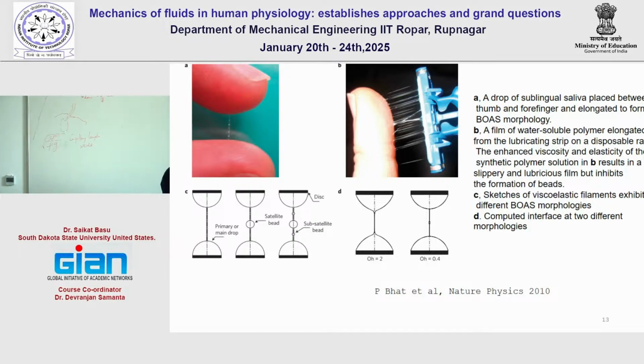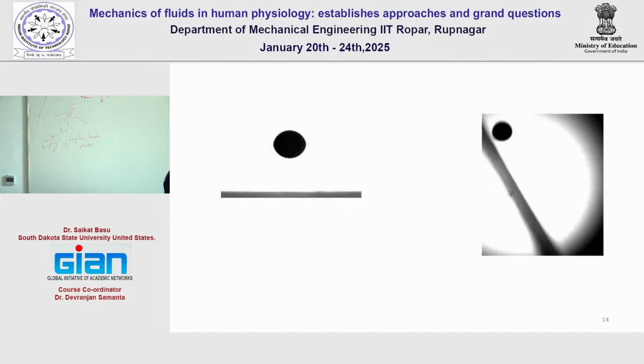In our group also, we have seen, when we dropped this 1500 polymer concentration on a superhydrophobic surface, not exactly a beads-on-a-string structure, but some sort of liquid filaments appearing here.